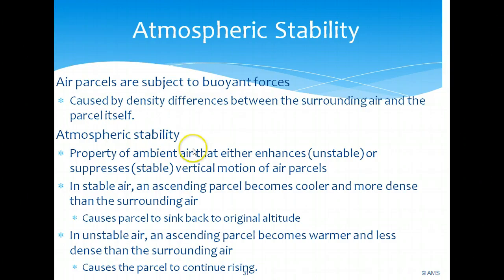When we talk about atmospheric stability, we determine it by comparing the temperature change of an ascending or descending air parcel with a temperature profile, or what we call a sounding, of the ambient air through which the parcel ascends or descends.